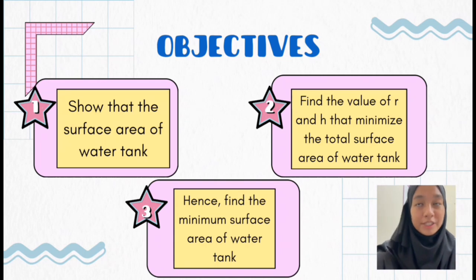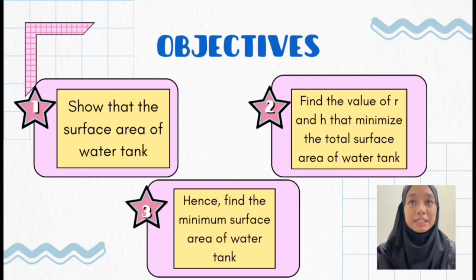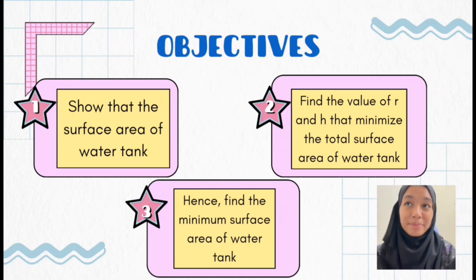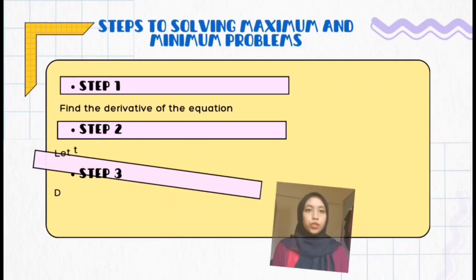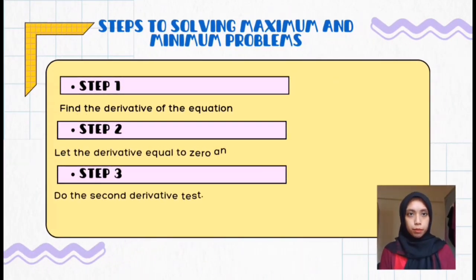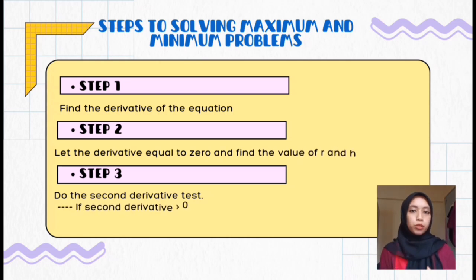The objectives of this topic are, first, to show the surface area of the water tank. Second, to find the values of r and h that minimize the total surface area of the water tank. The third is, hence, to find the minimum surface area of the water tank. So, how do we solve maximum and minimum problems? There are 3 steps to solve maximum and minimum problems.